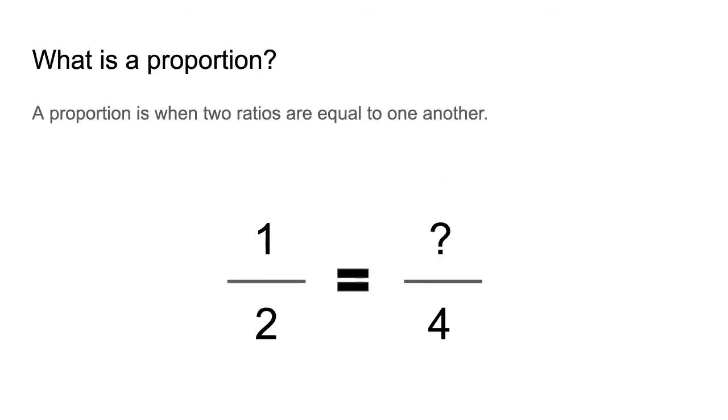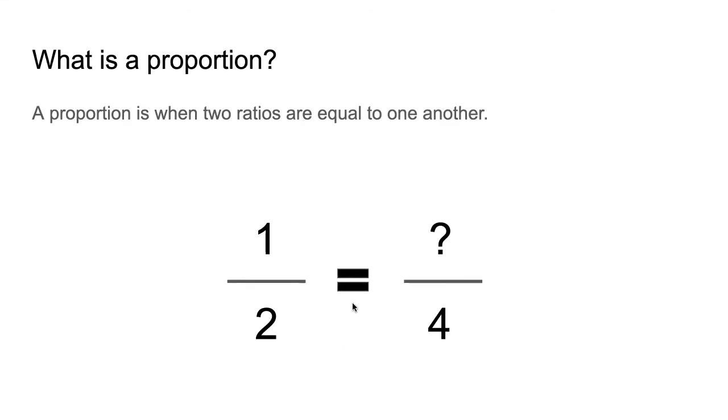So we're going to talk about what proportions are. A proportion is when two ratios are equal to one another. Okay, so take a look at this. We got two fractions equal to one another. Remember, a ratio can be a fraction. So 1 to 2 equals what over 4? Many of you can answer this pretty easily.